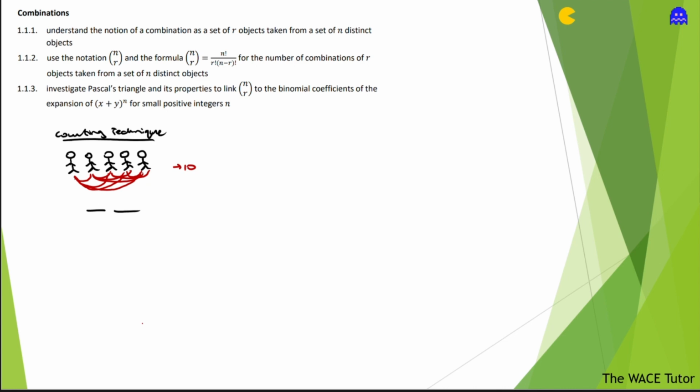A faster way of representing all the different ways we can fill up those 2 positions is our 5 people and choosing 2 of those people. This is what a combination is. And we'll get to what a combination is defined as and why it's faster in the next slide.